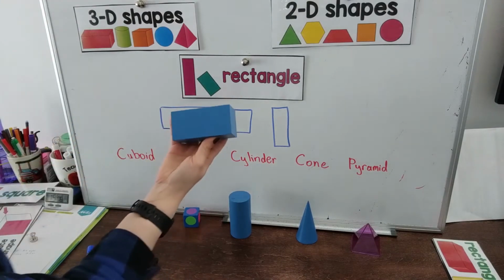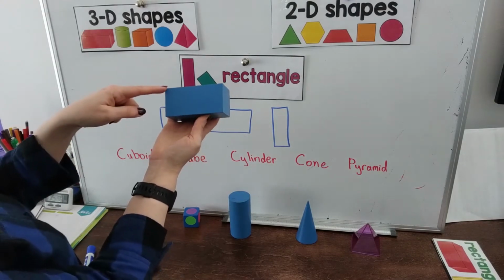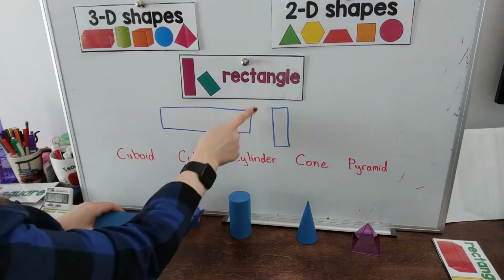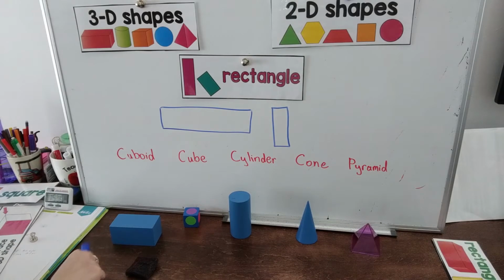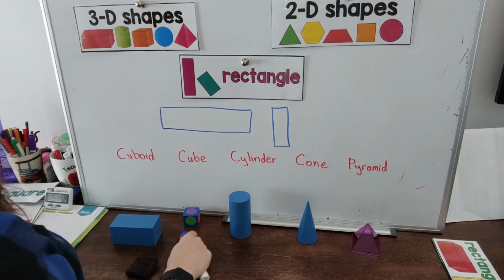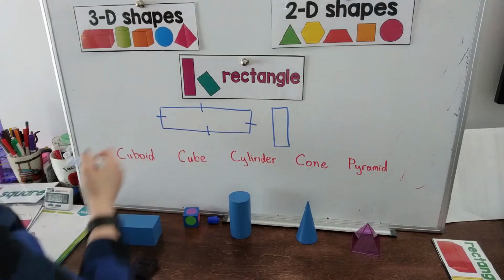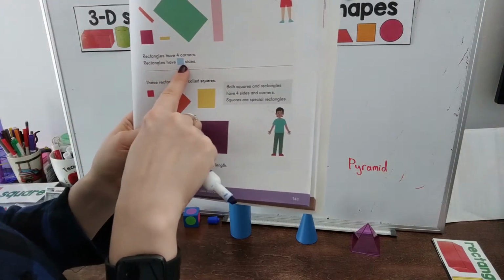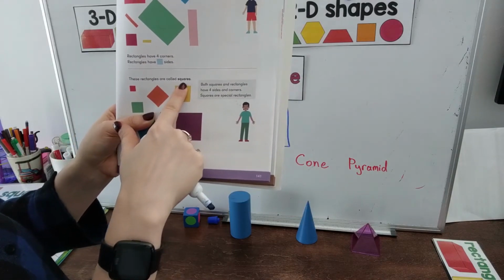So the rectangle, in your book, it says the rectangle has 4 corners. Let's take a look. 1, 2, 3, 4. Here's the 4 corners of your rectangle. And it says the rectangle has sides. Let's count the number of sides it has. 1, 2, 3, 4. So in your textbook, let's write down that the rectangles have 4 sides. These rectangles are called squares.